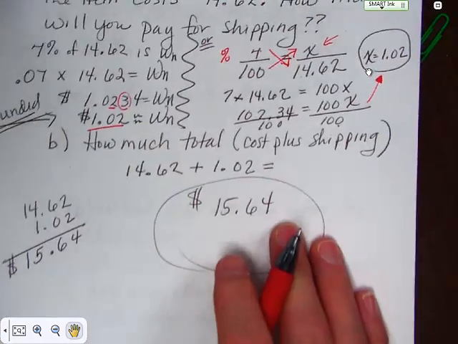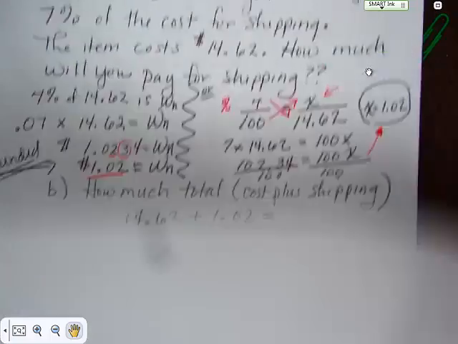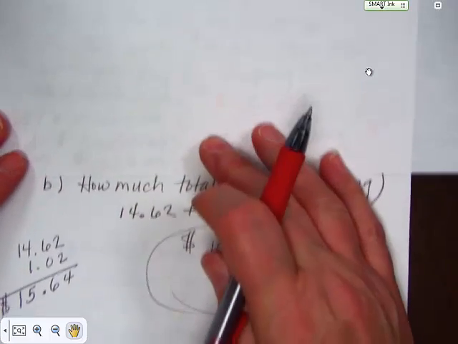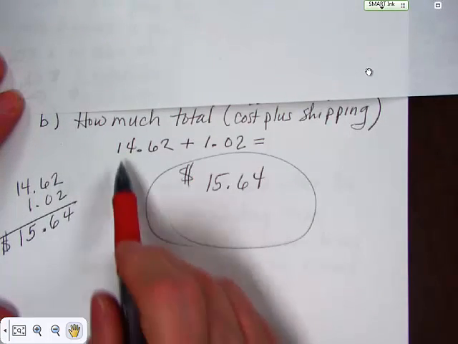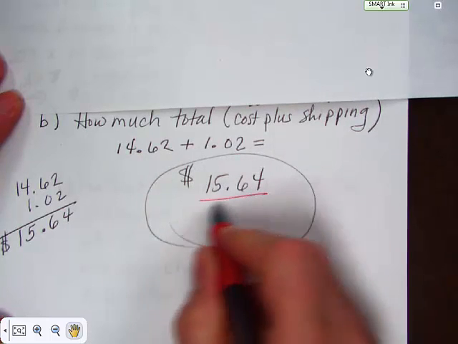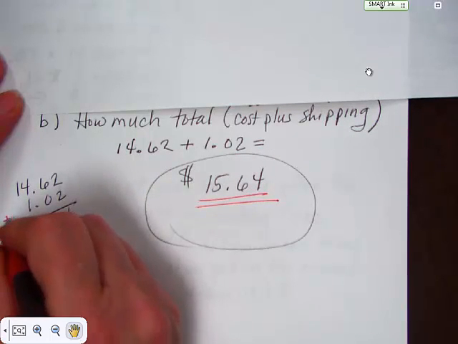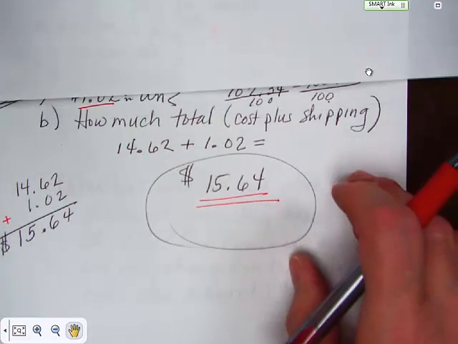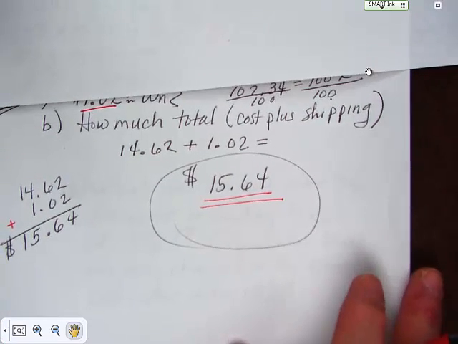The last thing, of course, you want to know is how much are they going to charge me total? Well, you're going to pay $14.62 plus that $1.02 in shipping. Your total that they're going to charge your credit card or your debit card is $15.62.